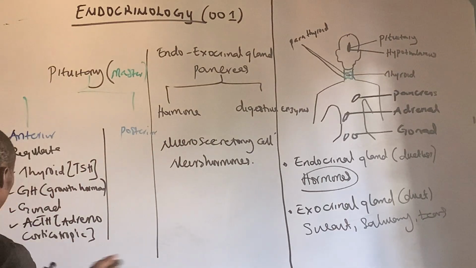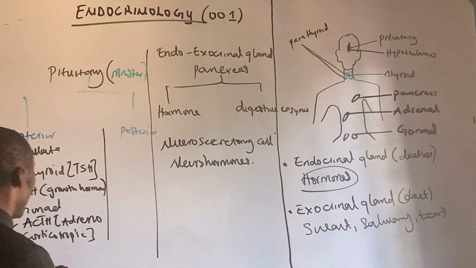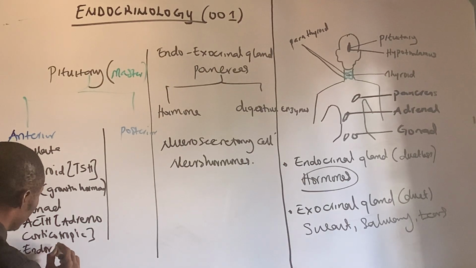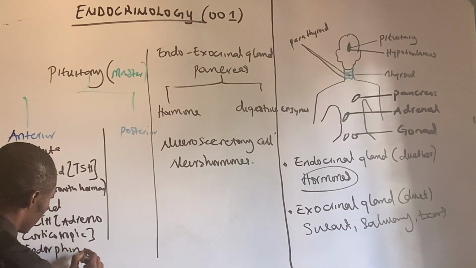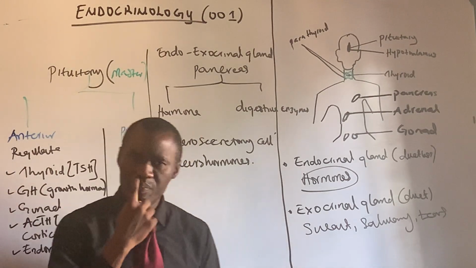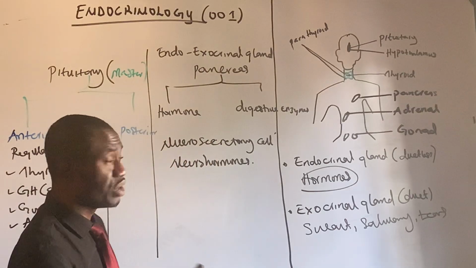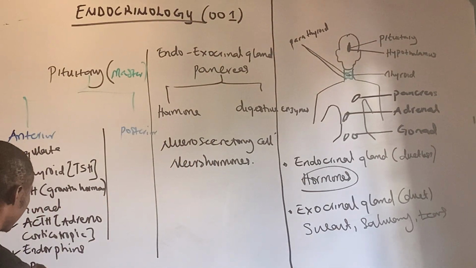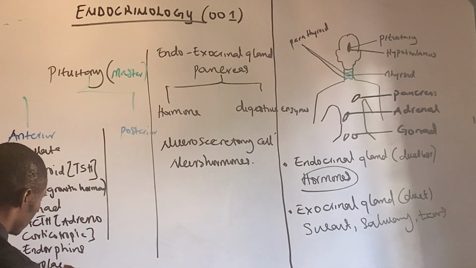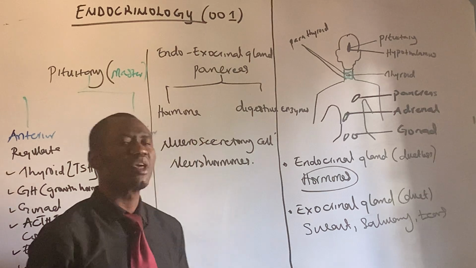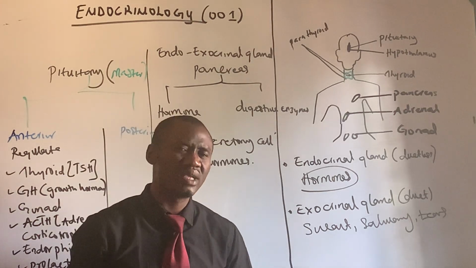I think there's a space here. Let me put another one. Another hormone secreted here is the endorphins. All right, these endorphins are helpful to reduce pain. All right, they help in reducing pain. Another hormone secreted here is prolactin. Now, what's the function of prolactin? It helps in the production of breast milk.